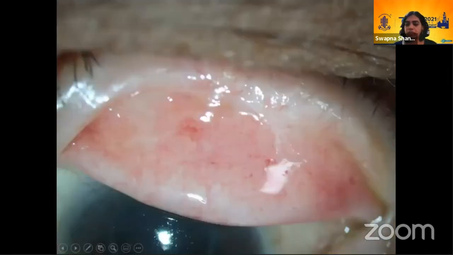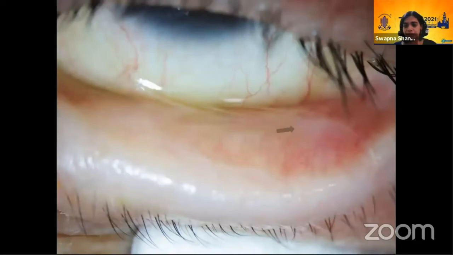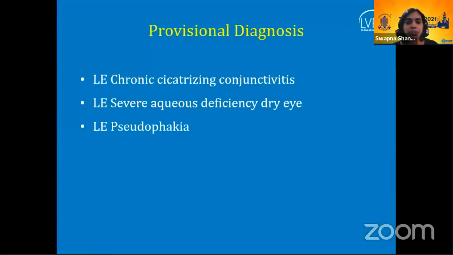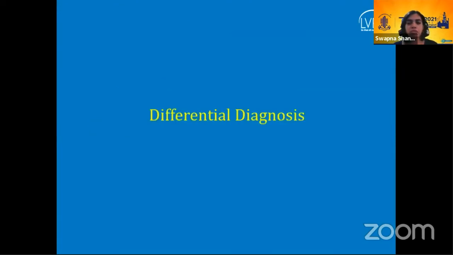She had very subtle subconjunctival fibrosis on the tarsal conjunctiva, as can be seen here. And again, very subtle fibrosis in the inferior fornix, and some folds that could be seen and some amount of shortening. When we stained the ocular surface, there were diffuse SPKs all over the cornea. The Schirmer's was 3. So the provisional diagnosis in this case was a left eye chronic cicatrizing conjunctivitis, severe aqueous deficiency dry eye with pseudophakia.